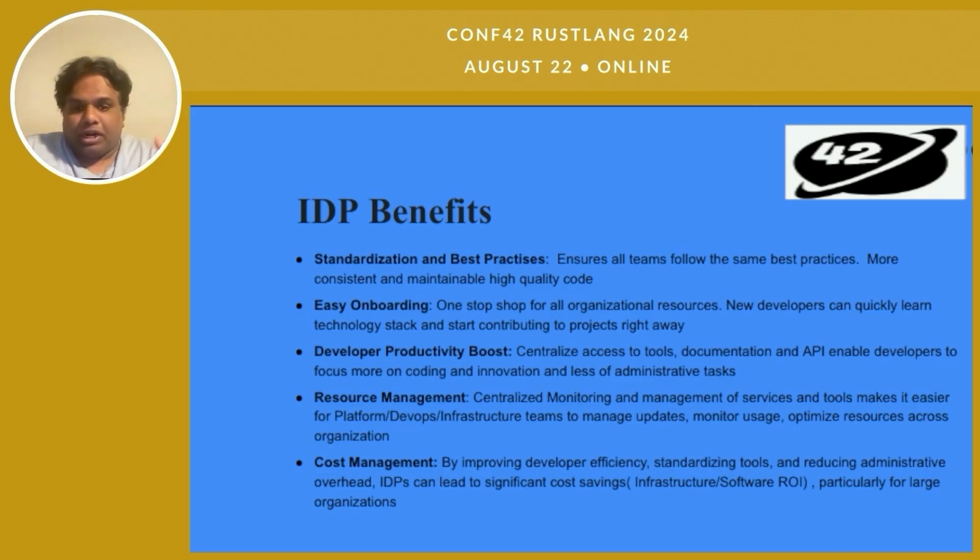And the resource management, centralized monitoring and management of services and tools makes it easier for platform, DevOps, and infrastructure teams to manage updates, monitor usage, and optimize resources across organizations. So let's say some infrastructure is causing costs within the company, and at some point the DevOps team determines that maybe some infrastructure resources being created through the pipeline are adding to the costs. Or for example, Java applications have grown bigger and they want to improve the memory limits. They don't need to go to every developer and say, hey, whenever you create a new project, start doing this. They just go and update the template. Or sometimes they want to optimize certain things, or improve infrastructure. As I told, everything is happening in the backend, with no need to worry about communicating to the development teams.